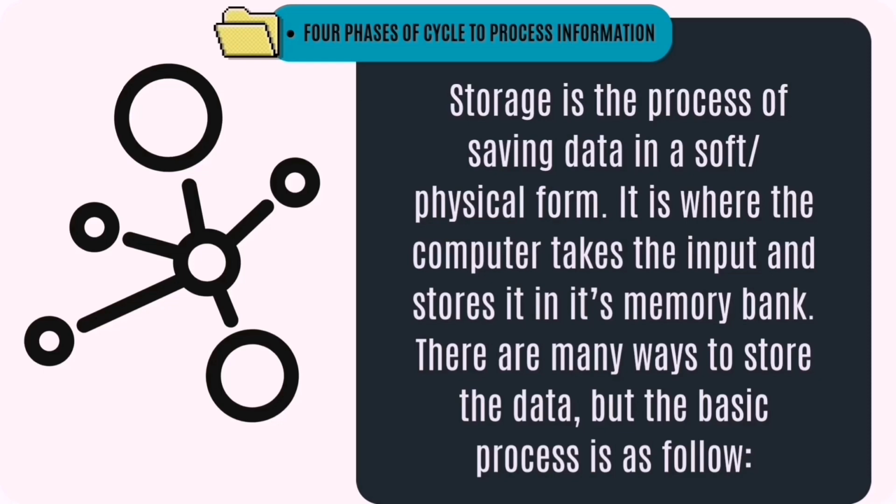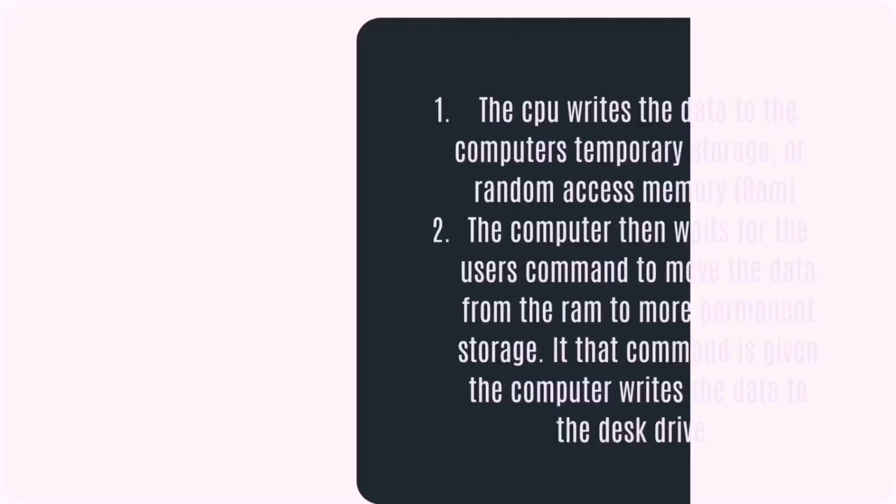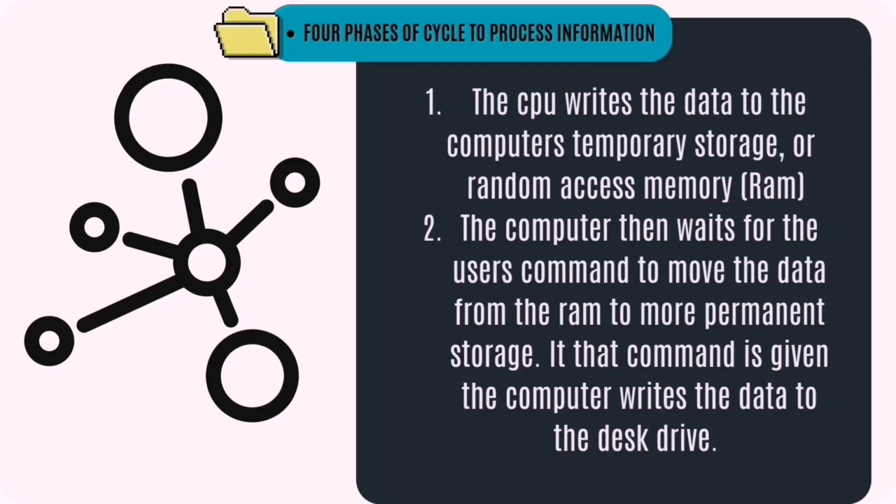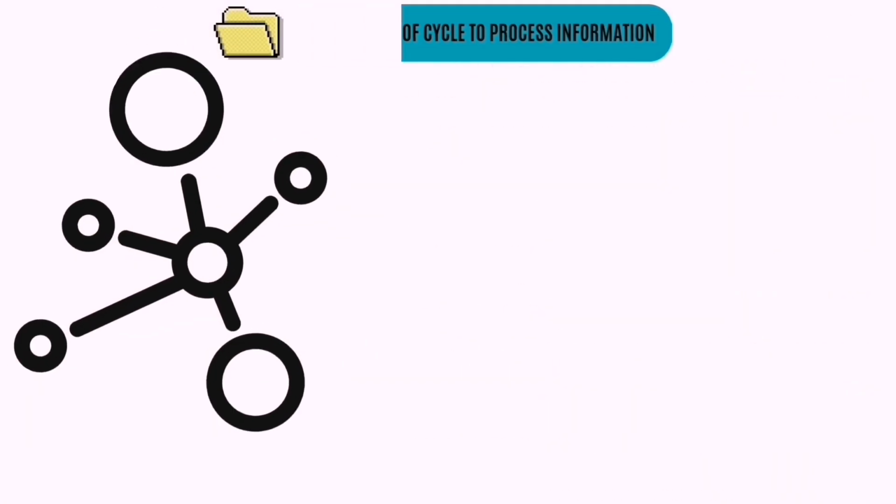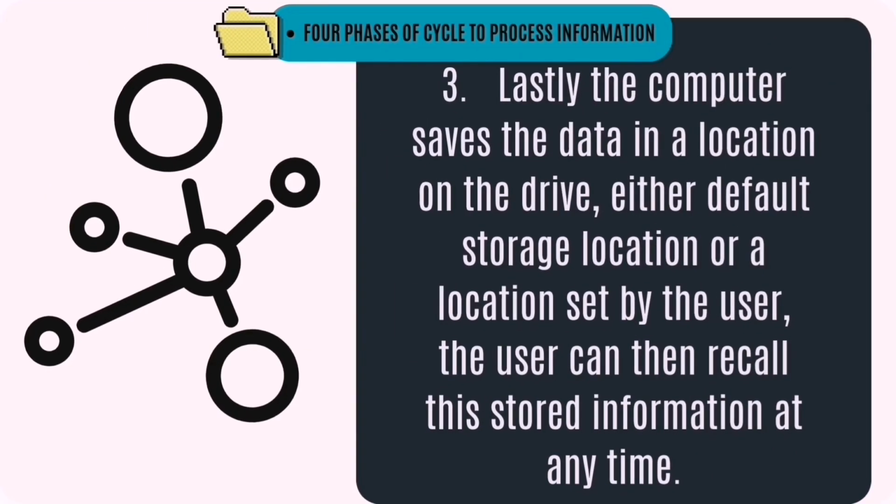Storage is the process of saving data in a physical form. It is where the computer takes the input and stores it in its memory banks. There are many ways to store data, but the basic process is as follows. First, the CPU writes the data to the computer's temporary storage, the random access memory. Second, the computer waits for the user's command to move the data from the RAM to more permanent storage. If the command is given, the computer writes the data to the disk drive. Lastly, the computer saves the data in a location on the drive.